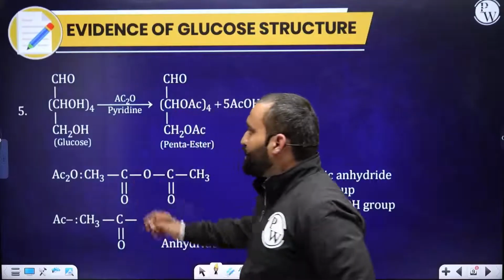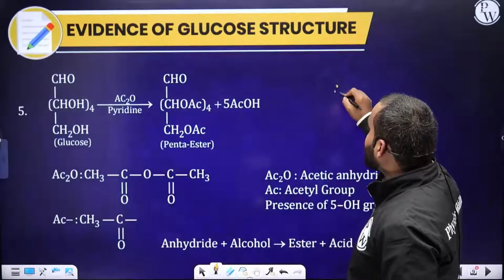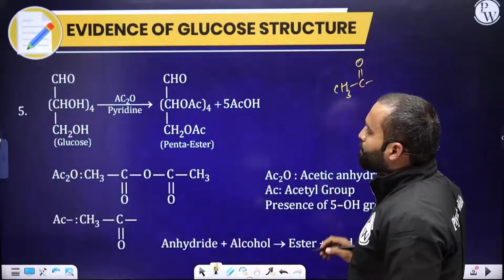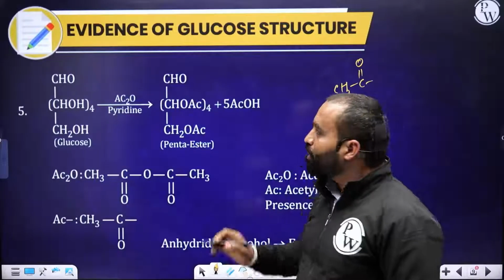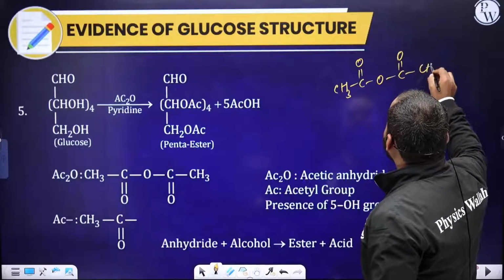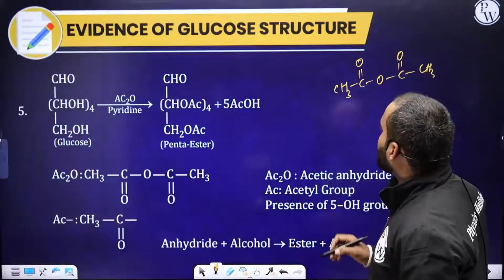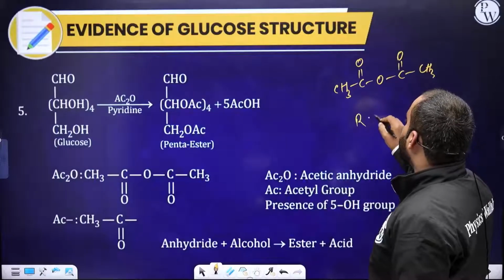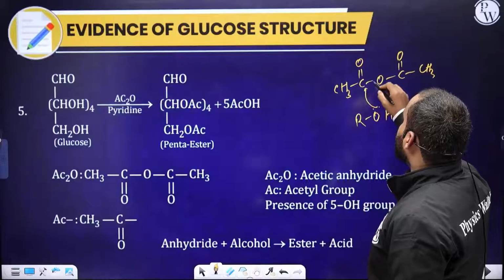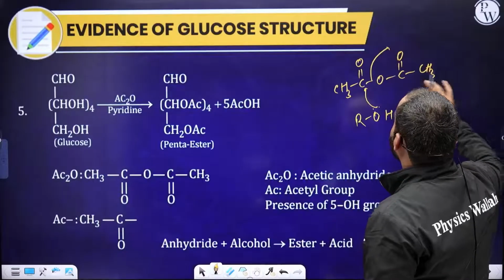So what is Ac? Let me first explain what Ac is. Ac represents acetyl. When you take acetic anhydride and treat it with an alcohol, what is going to happen eventually? Let me write a general example. When an alcohol attacks this center, this whole group leaves. This is known as a leaving group.